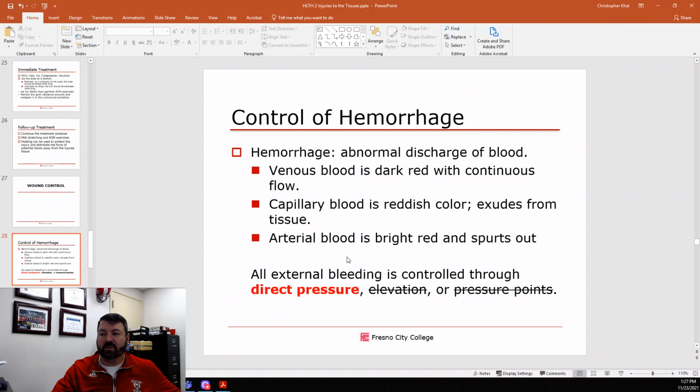All right, wound control. So you want to control that hemorrhage. For pretty much everything, wound control is your biggest thing. Hemorrhage is just bleeding. That's a fancy word for bleeding. Okay, usually it's a lot of bleeding.